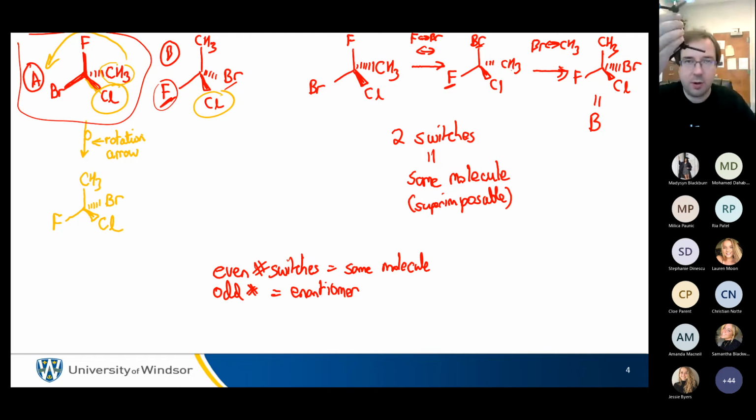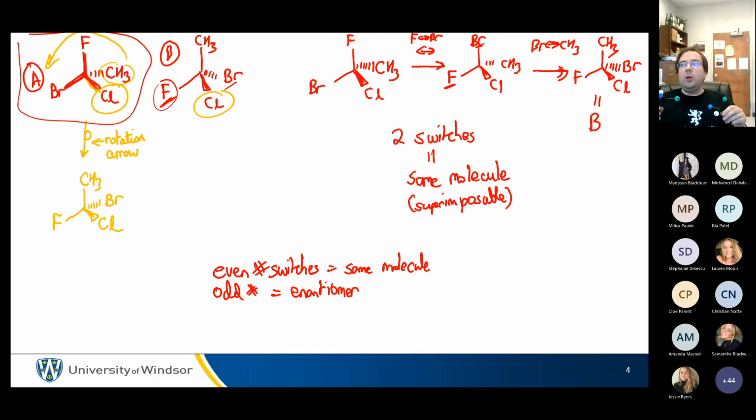Now if I make the enantiomer of the enantiomer of the enantiomer, so I make another switch, this gets ridiculous pretty fast. I'm back to being enantiomers. Because there's only two states. You're either the same molecule or you're the mirror image of the molecule. You're the enantiomer of the molecule. Those are your two options, if we're talking about one chiral center, one stereocenter.